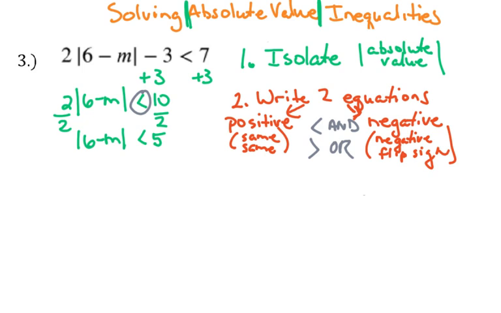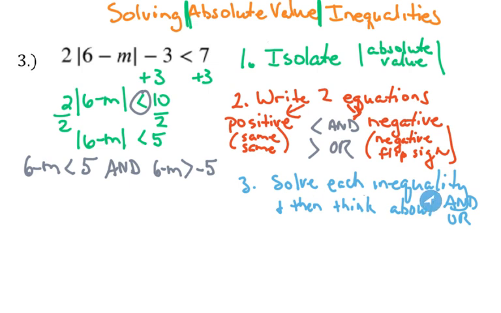So that means I'm going to write the positive statement, 6 minus m, keep my sign the same and keep my value the same. I'm going to use the word and because it's a less than. Remember, think less than, the number has to be less than a value on either side of 0. So we're going to use the word and. And then I'm going to make a 6 minus m, flip the sign, and make everything on the other side negative. And then our third step is to solve each inequality and then to think about the and or situation at the end. So what does that mean?